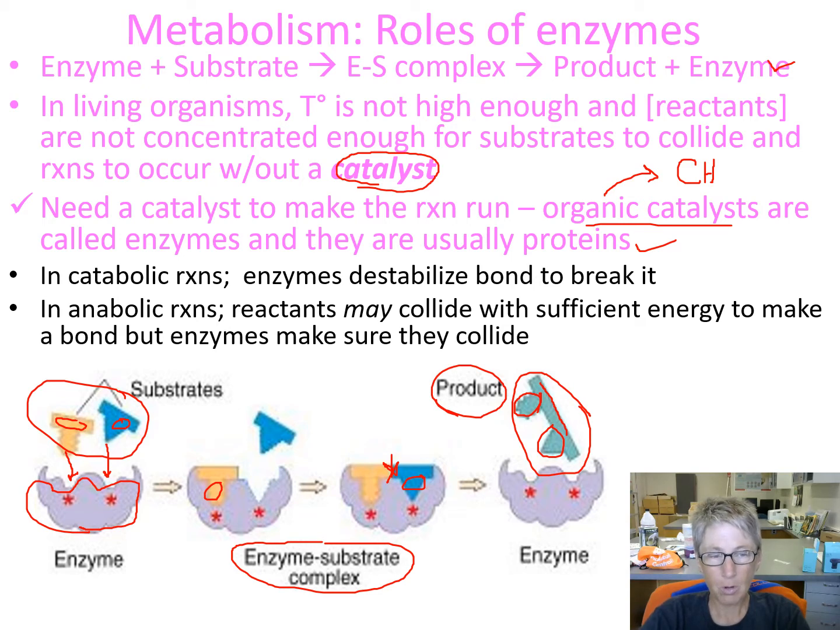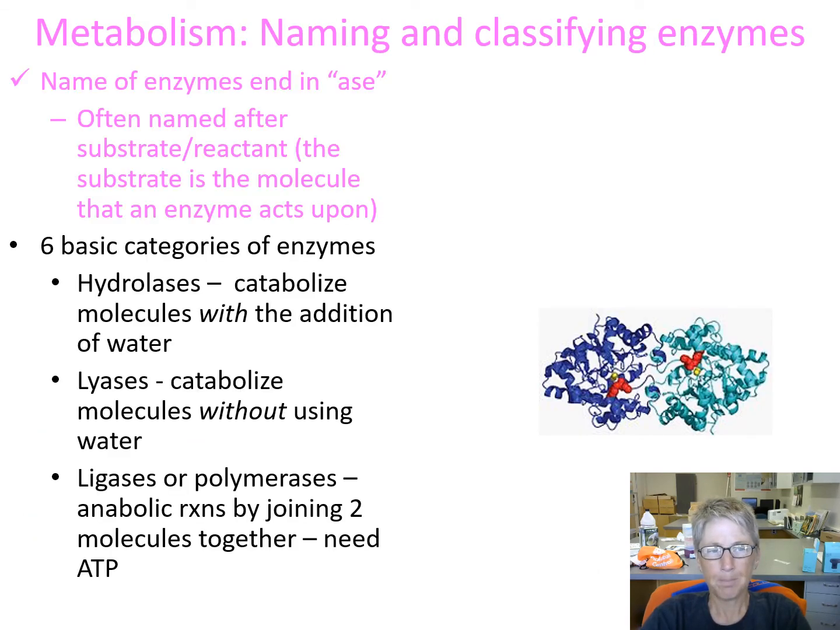If this cartoon were a catabolic reaction, then the enzyme would destabilize to break the bond, and the reaction would be going from left to right. An anabolic reaction is what is shown in this cartoon. Enzymes make sure that the yellow screw and the purple triangle collide and form a bond. You probably already know this: most of the time, the name of an enzyme ends in -ase.